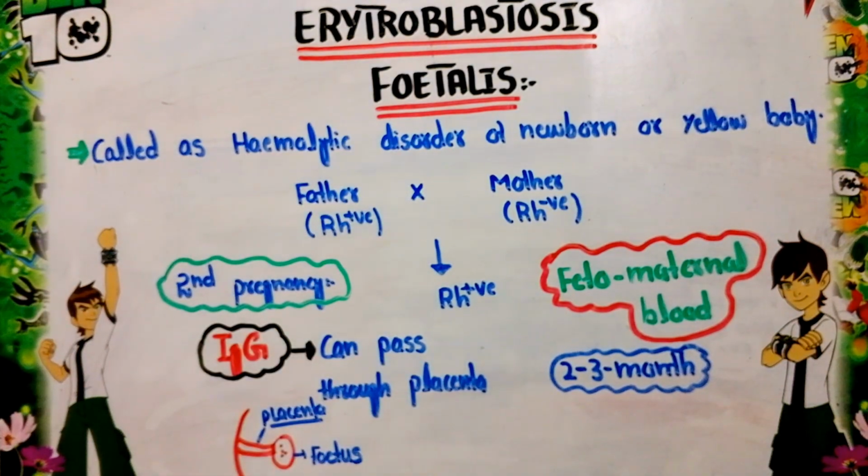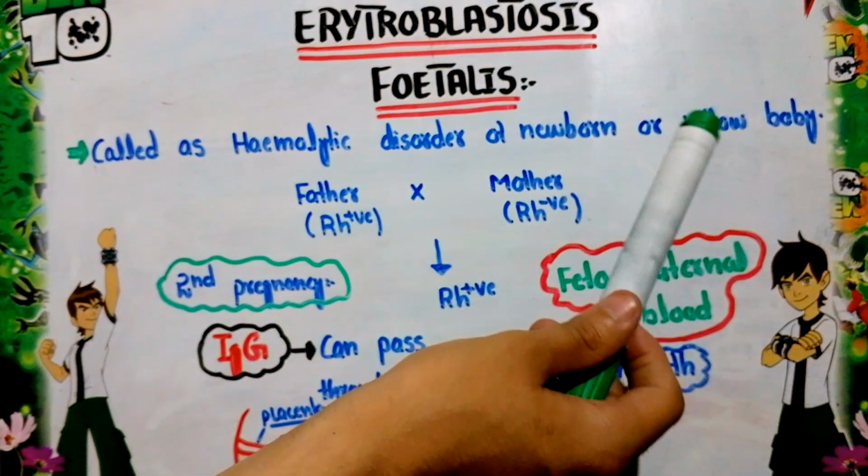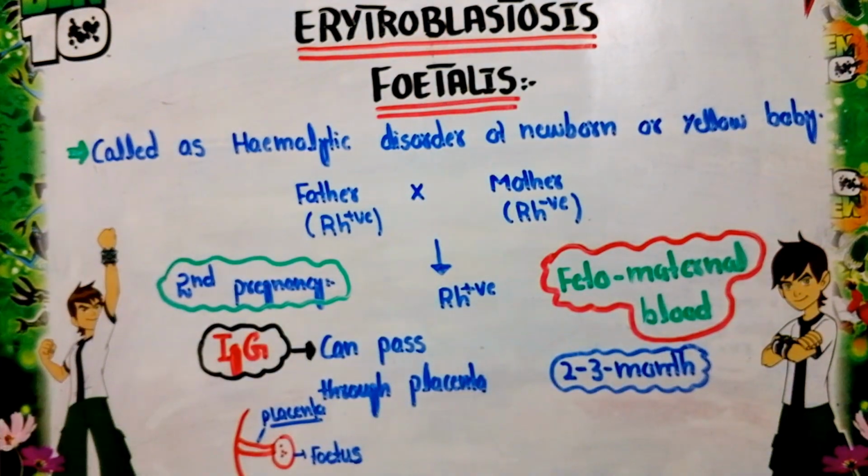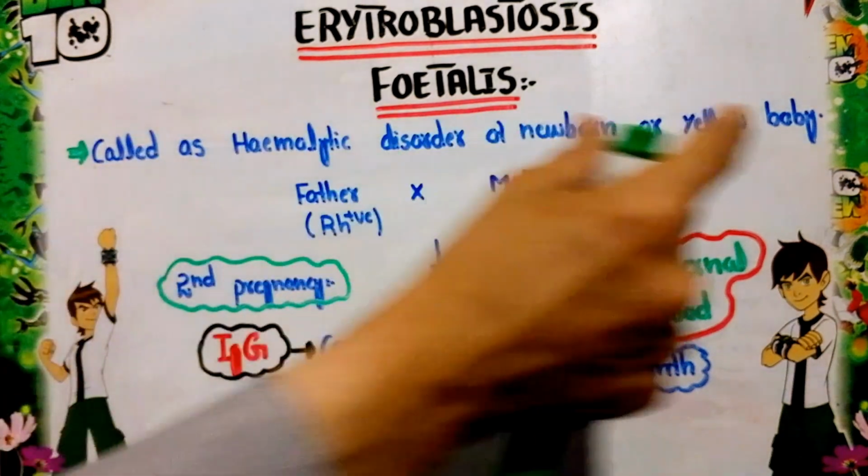Now you can see the second name: it is also called yellow baby, because when the RBCs break down, they form bilirubin, a product of the RBC. This bilirubin gives a yellow color to the baby, so you can see the whites of the eyes turn yellow. That's why it is called yellow baby.